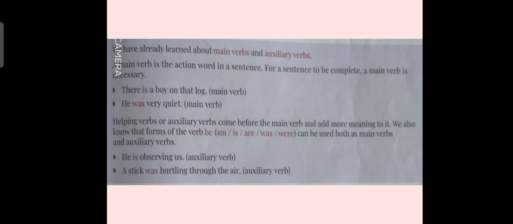He is observing us. Here, the main verb is observing, whereas is is an auxiliary or helping verb. A stick was hurtling through the air. Here, hurtling is the main verb, whereas was is an auxiliary or helping verb.